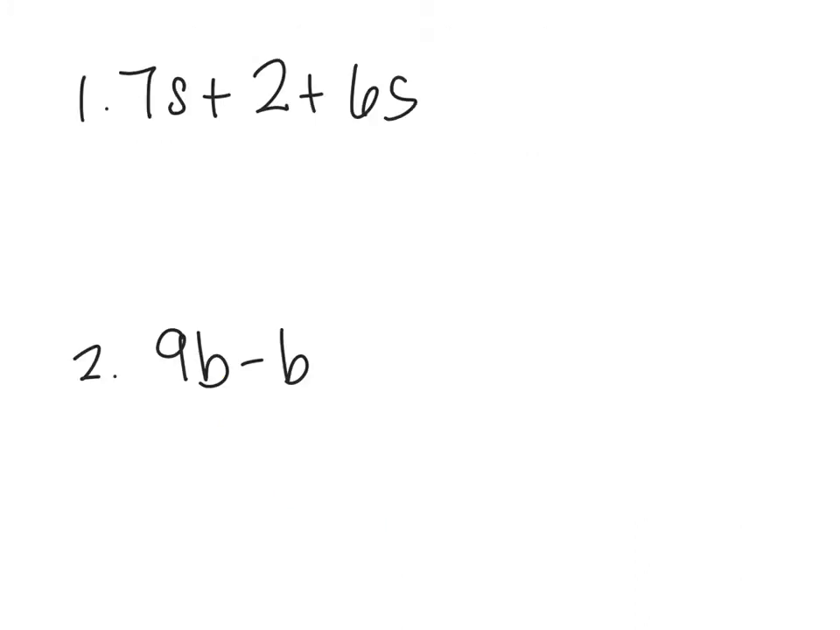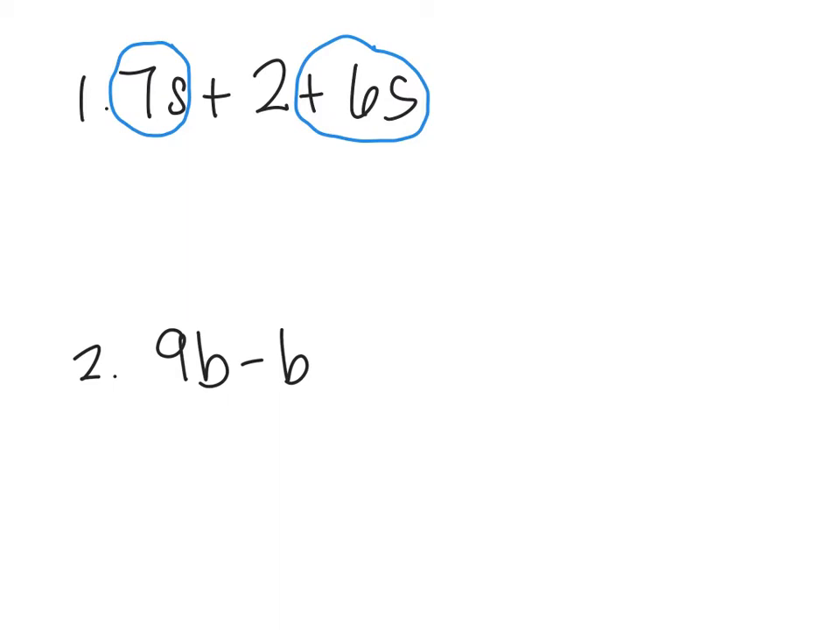Here are some practice problems for us to do. I want you to go ahead and write down number 1, 7s plus 2 plus 6s. And again, we are going to use that method of circling. So I'm going to start with my first variable term, which is 7s. I'm looking through the rest of the expression to see if there are any like terms, and I see this plus 6s.